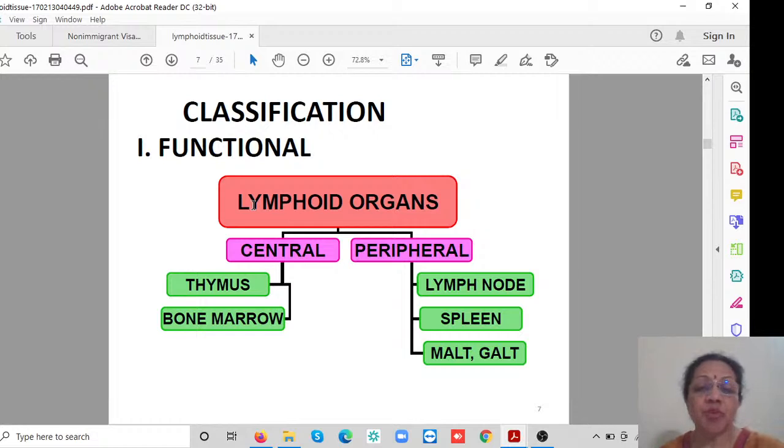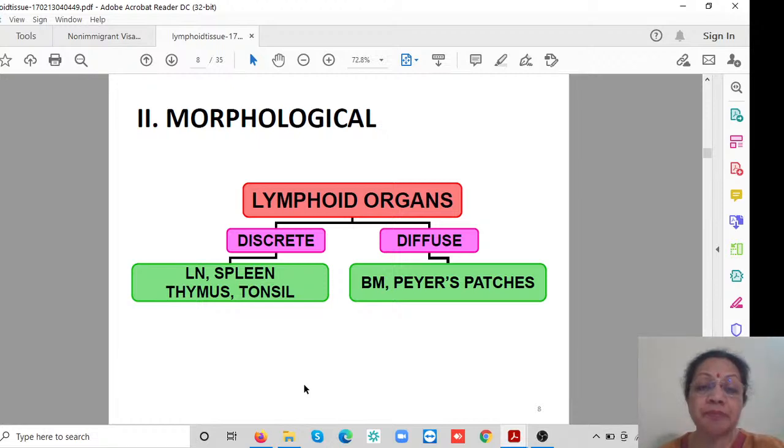So we classify lymphoid organs into central and peripheral. In the center we have the thymus, which I said is in the chest, and the bone marrow, which is there in the central canal of all the long bones, and also in the thin slab of tissue in the flat bones, such as in the cranial vault, flat bones of your skull, in the sternum, which is a flat bone, in the iliac crest, which is a flat bone. So the bone marrow is considered a central lymphoid organ, whereas lymph nodes, spleen, mucosa associated lymphoid tissue, and gut associated lymphoid tissue are all considered peripheral lymphoid organs.